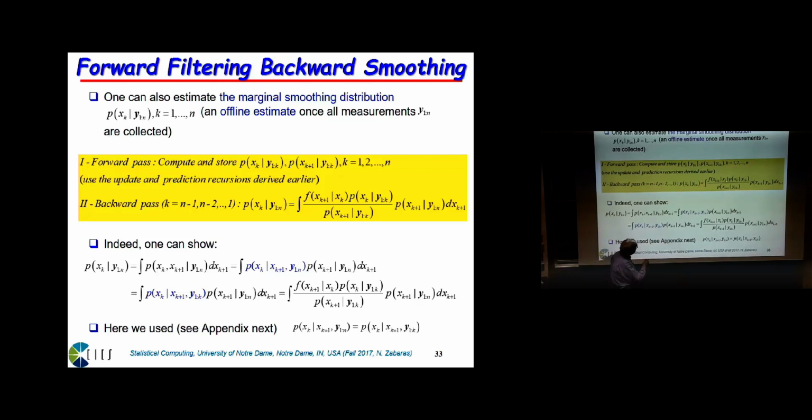You don't have a problem with f of xk plus 1 given xk, do you? Right? That's the transition probability, no big deal. Do we know p of xk given y1 to k? That's the filtering probability from the forward calculation that we did before. Nice. What's the denominator, p of xk plus 1 given y1 to k? You remember that's the predict step in the previous algorithm, predict one state ahead given the data up to time k. All right?